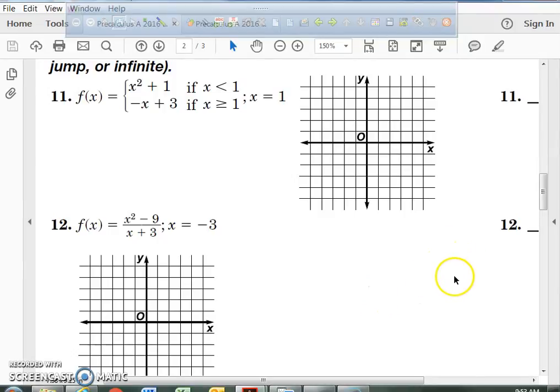So here we go, number 11. This function right here, you're dealing with more than one function. This is called a piecewise function. Only graph pieces of it. All right? So what I want you guys to do is pay close attention to this equation and this x is less than 1. Go to your graphing calculator.